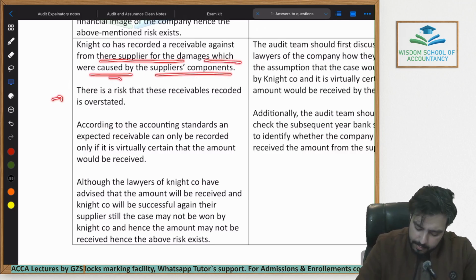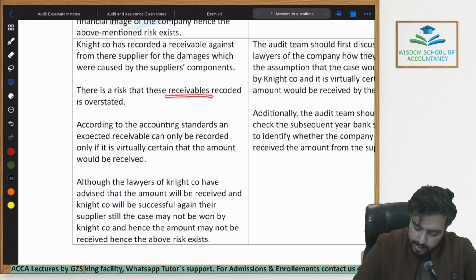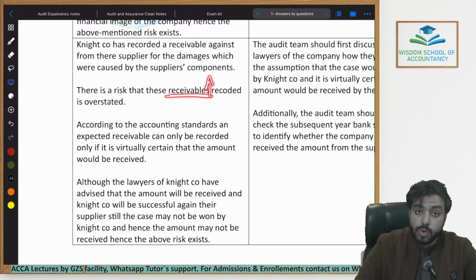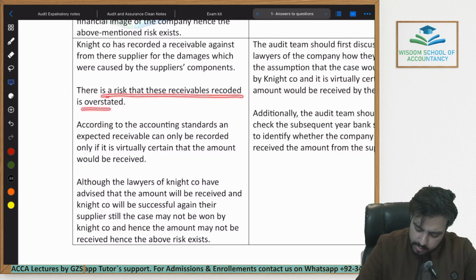In the second paragraph, you always write down what is at risk of over or understatement. So the risk here is that this receivable which is recorded by the management is overstated. They shouldn't have recorded it, but they have recorded it. So it is written down here: there is a risk that this recorded receivable is overstated.